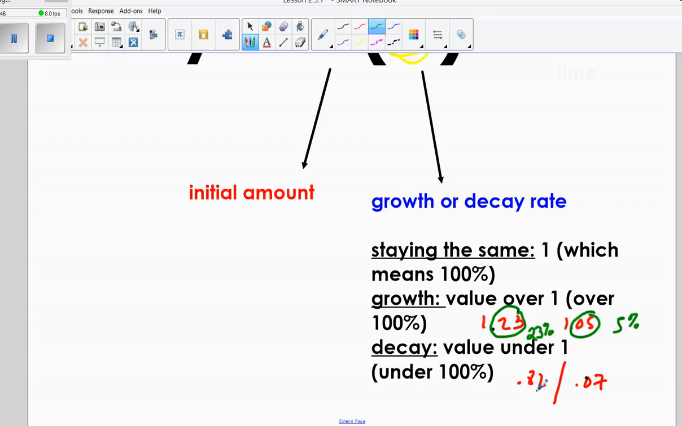So now when you look at decay, this isn't an 82% growth. What you have to do is go 1 minus 0.82, and that equals 0.18, which means this 0.82 really means it's an 18% decay, D-E-C-A-Y. And this 0.07, that's really a 93% decay. So it doesn't mean 7% decay, it really means 93%, because you always got to go 1 minus that. It's the value less than 1. So just a nice little review from Math 1.